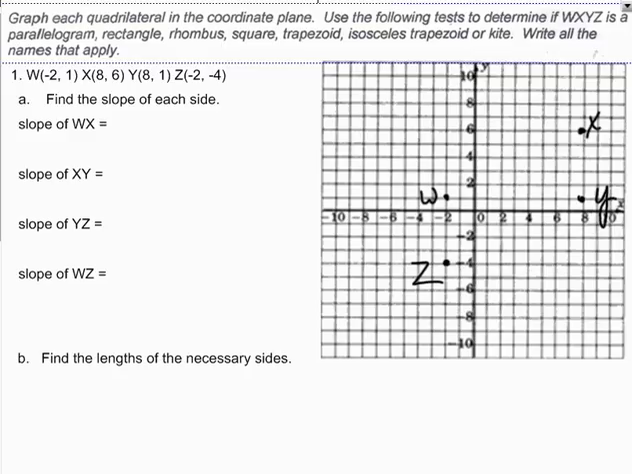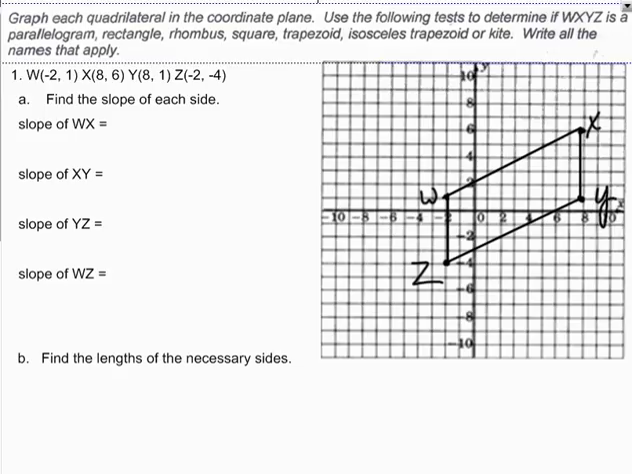Now I'm going to create my shape. So I'm going to take my straight edge and draw the shape. All right. So now we've got that quadrilateral. Now we have to find the slope of each side.